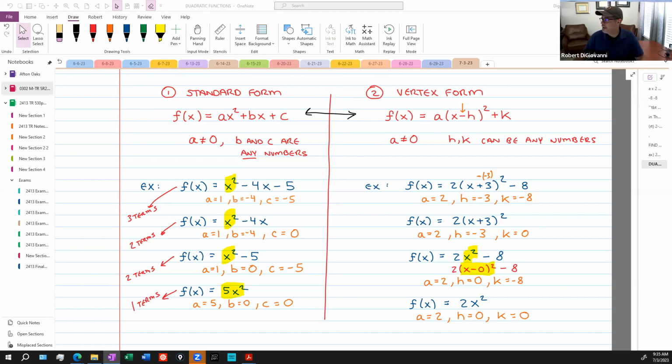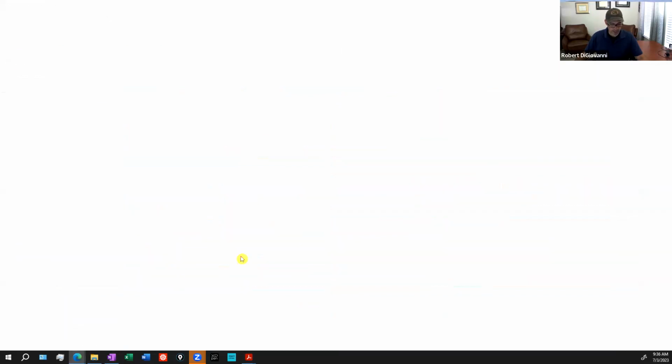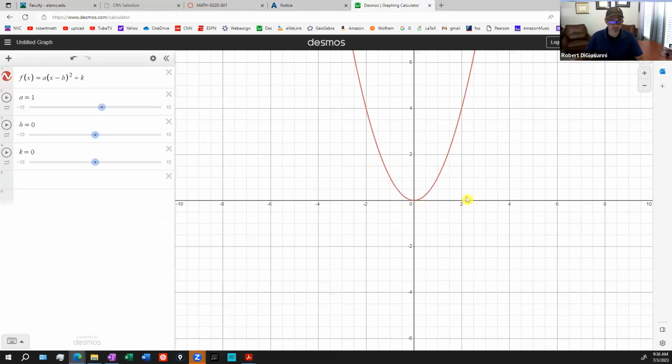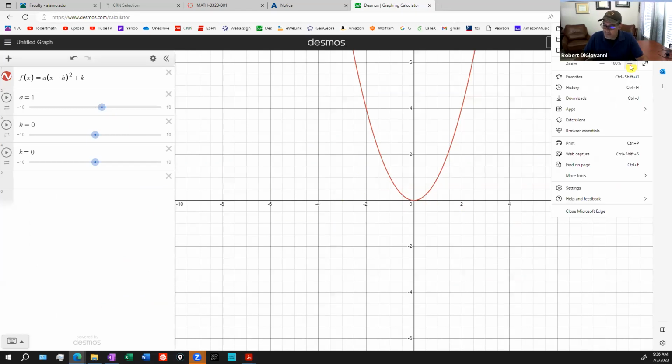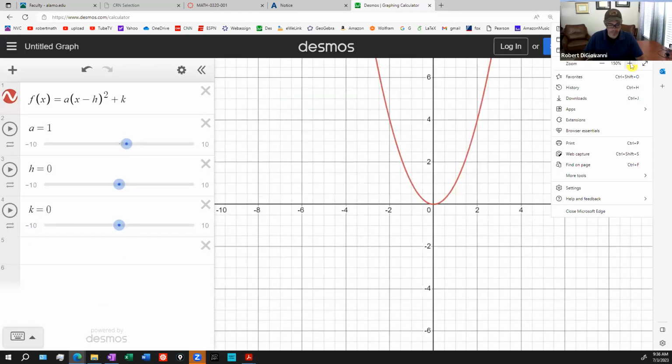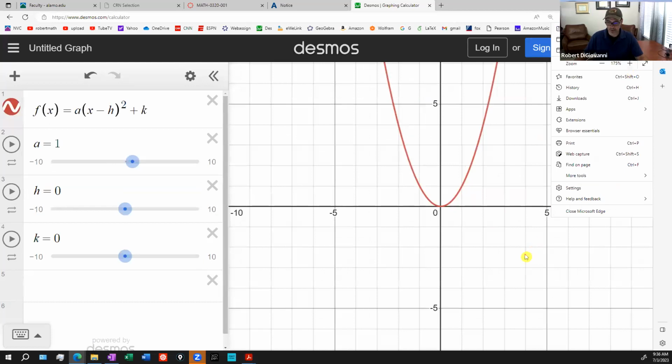Okay, everyone, sorry about that. All right, we're going to go ahead and get going here. So we've got these two forms, standard form and vertex form, and we're going to take a look at the vertex form first. And I have this animation for you to show you over here. Let me make this a little bit bigger. Yeah, there we go. Okay.